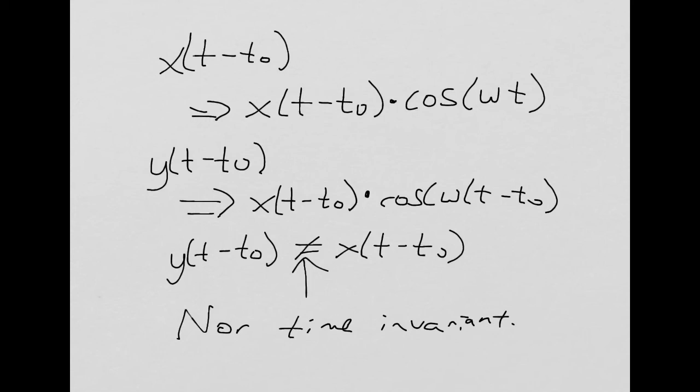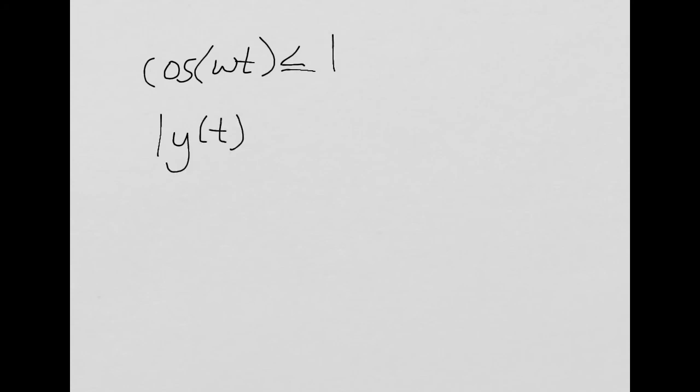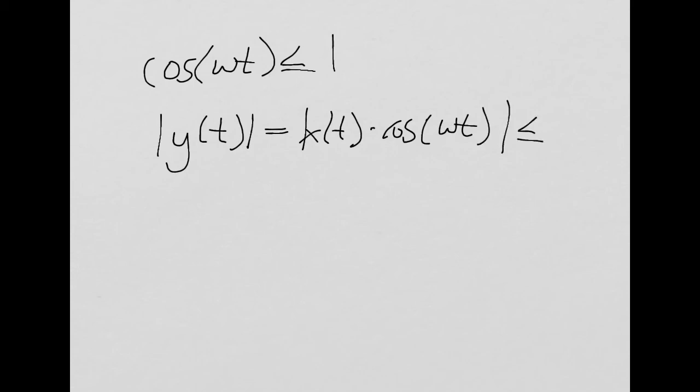And so what we've got for the last one, and I'm going to hurry because we're running out of time here, we want to determine whether it's stable. So we know that cosine of omega t is always going to be less than or equal to 1. So we can take the absolute value of y of t, which is equal to x of t times cosine of omega t. And that's always going to be less than or equal to the absolute value of x of t. So x of t is actually bounded, and y of t is also bounded. So this is in fact stable.